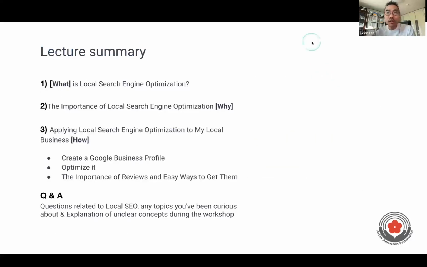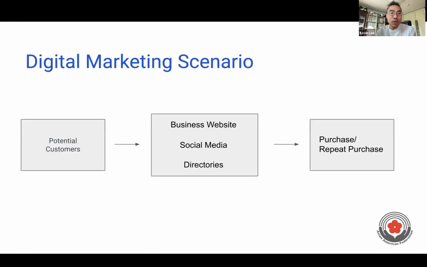Today's lecture is going to be divided into 3 parts. First, we're going to talk about what local SEO is. Then we'll talk about why it's important, so you know what it is and why you should care. The third part is what things we could do to apply and optimize it, get results, and help businesses. Then we're going to run some Q&As.